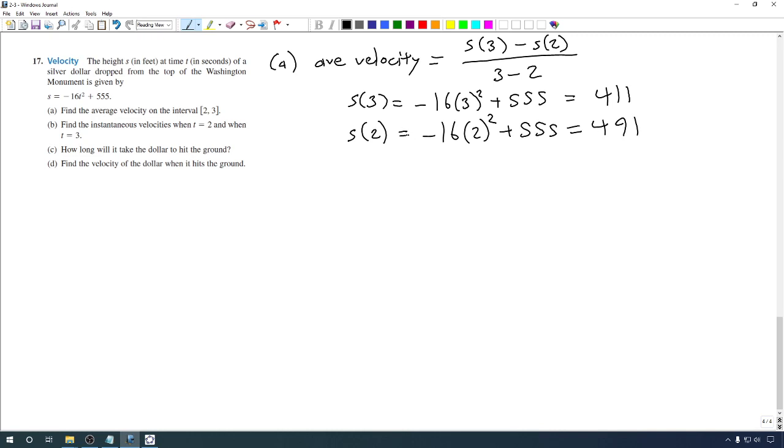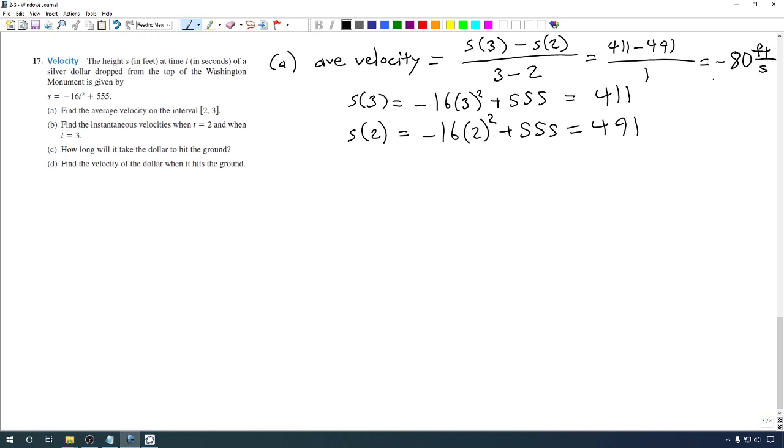So what this is saying is that at 2 seconds after we've dropped it, it is 491 feet off the ground. 3 seconds after we've dropped it is 411 feet off the ground. Our average velocity then is 411 minus 491 over 1, because we're only doing it over 1 second. And so we get negative 80. Now, we do want to give units to this. The average velocity here, we're subtracting feet on top, and we're subtracting seconds on bottom. So this is minus 80 feet per second.